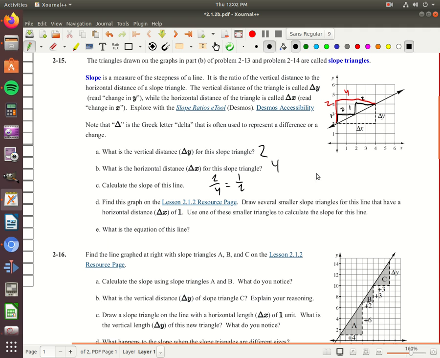So what's the equation of this line? Well, it's y equals 1/2 x plus 2. Our starting point is 2 right here.